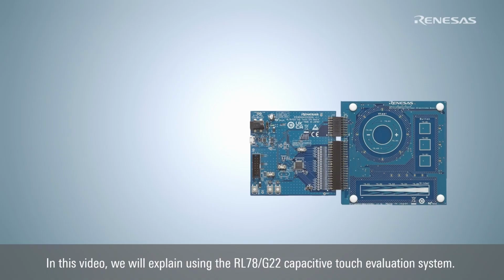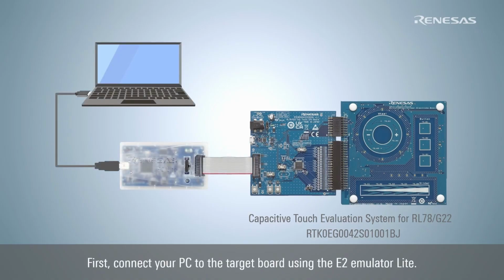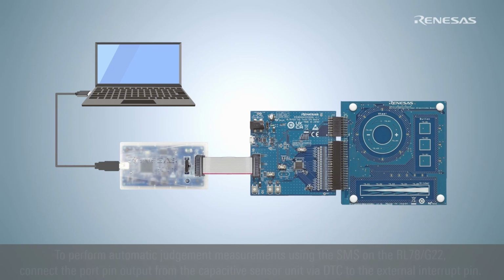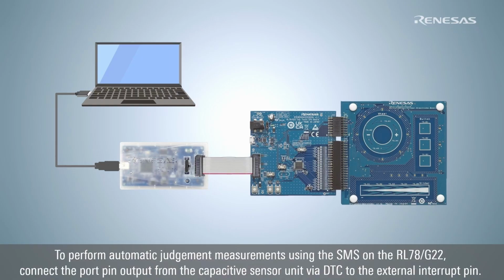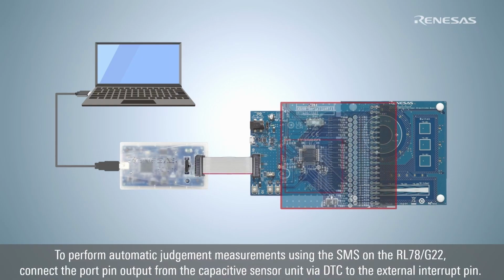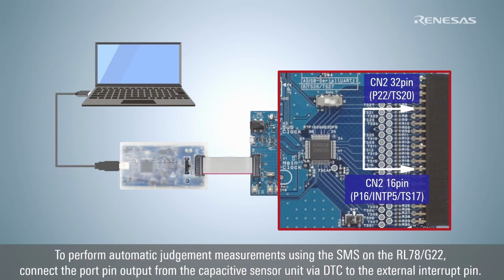Next, let me introduce the development procedure. In this video, we will explain using the RL78G22 capacitive touch evaluation system. First, connect your PC to the target board using the E2 emulator Lite. To perform automatic judgment measurements using the SMS on the RL78G22, connect the port pin output from the capacitive sensor unit via DTC to the external interrupt pin.